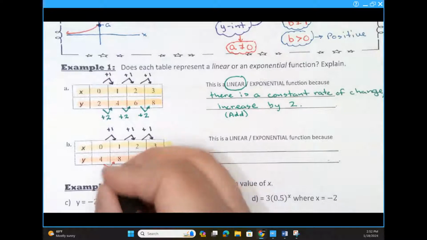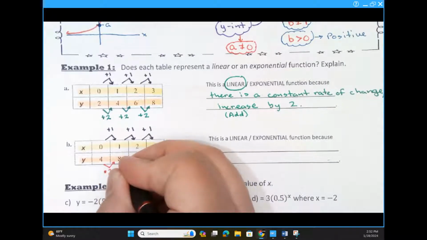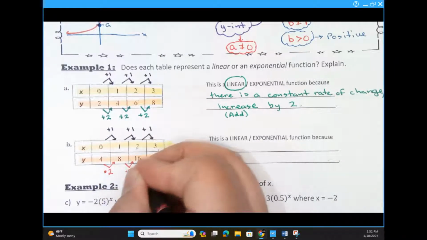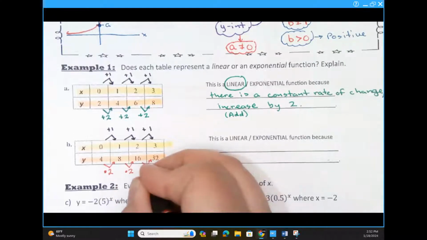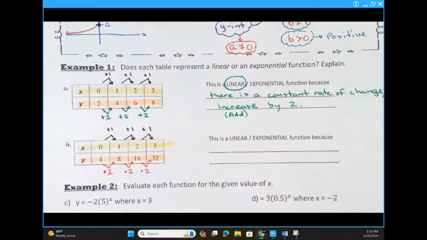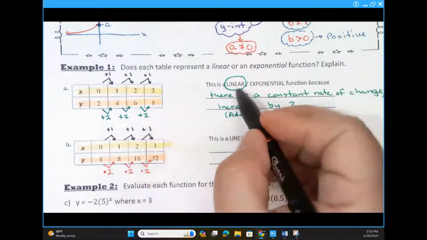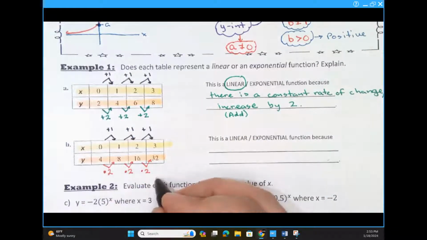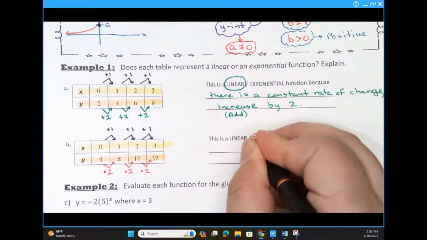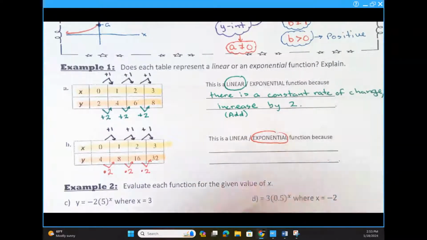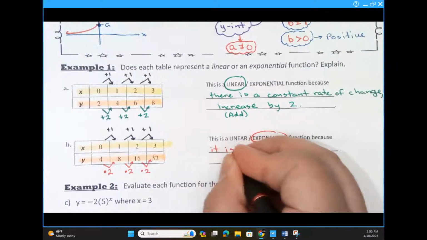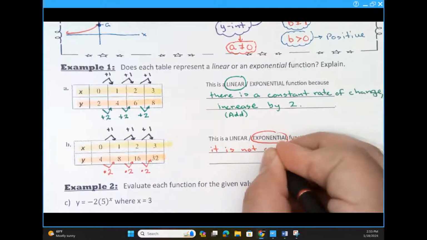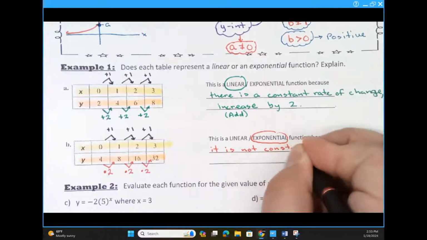I'll put the dot. 4 times 2 is 8. 8 times 2 is 16. There it is. We found the pattern. We are multiplying by 2. But you see, that's the difference. If I'm adding or subtracting, it's linear. Because I'm multiplying, now it becomes exponential. It's a curve now. It can't be a line anymore. So there is no constant rate of change.